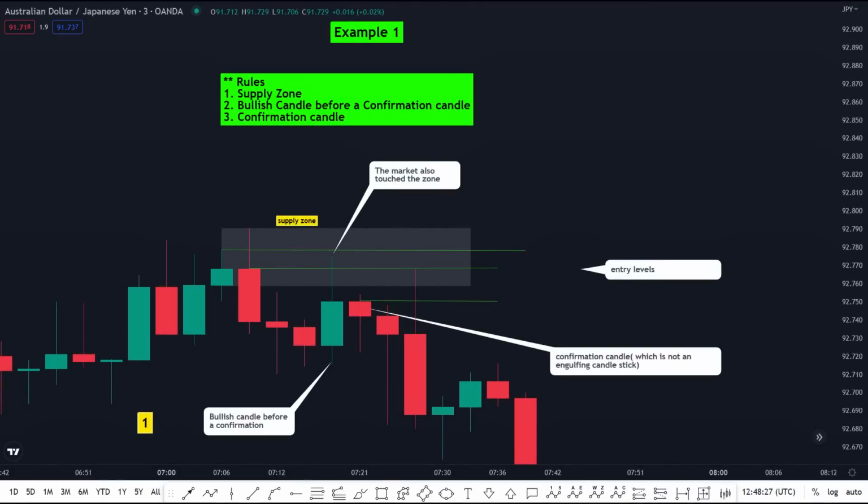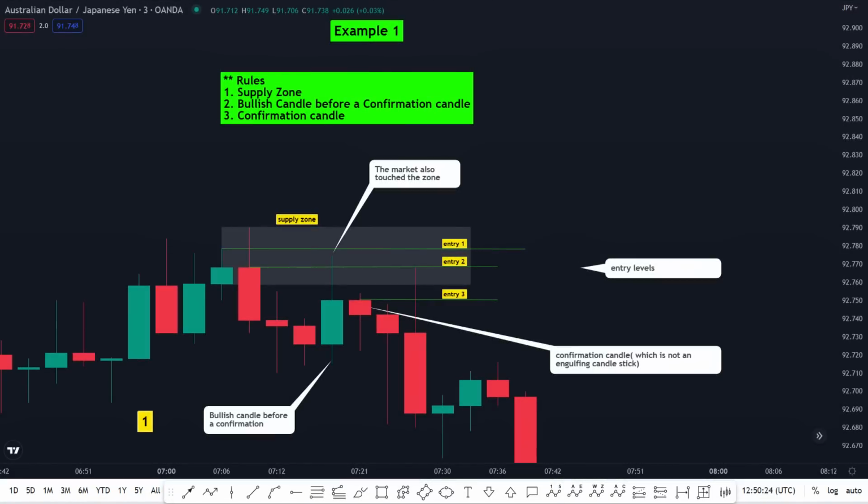Now what is left is for you to reduce the risk as much as possible because we already know that the market is showing momentum of pushing lower. You will mark the entry levels on previous highs and lows of candlesticks inside the supply zone. After marking those entry levels, then when the confirmation candle closes, that's when you should put a sell limit order and wait.